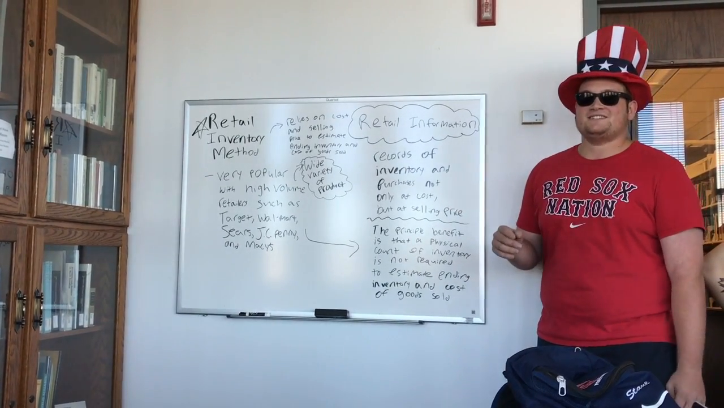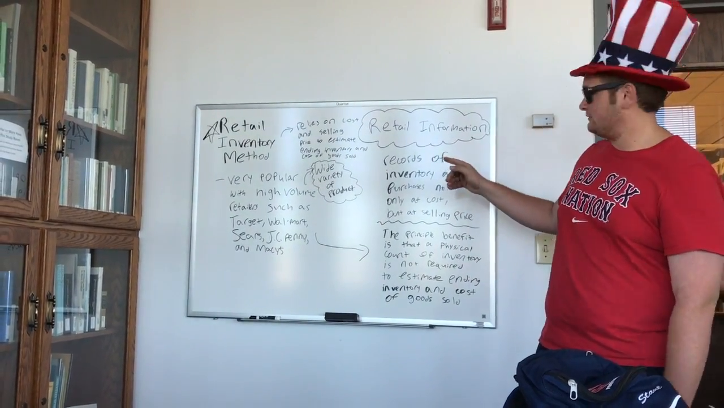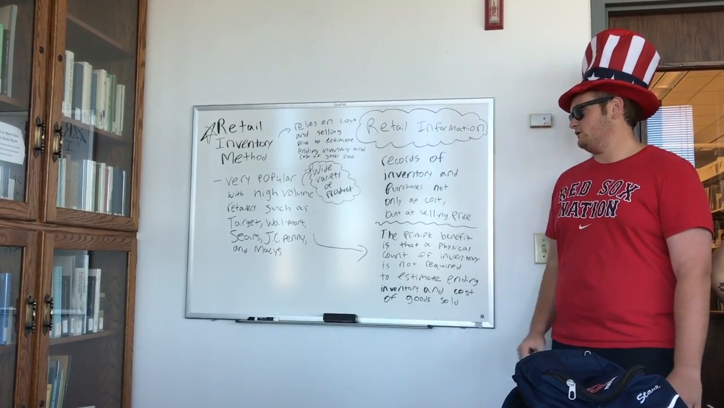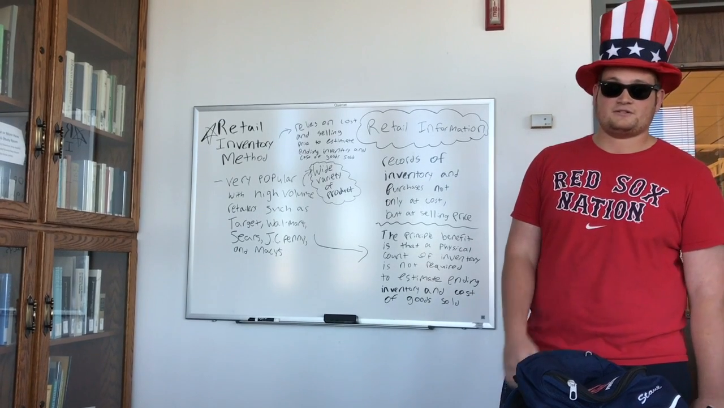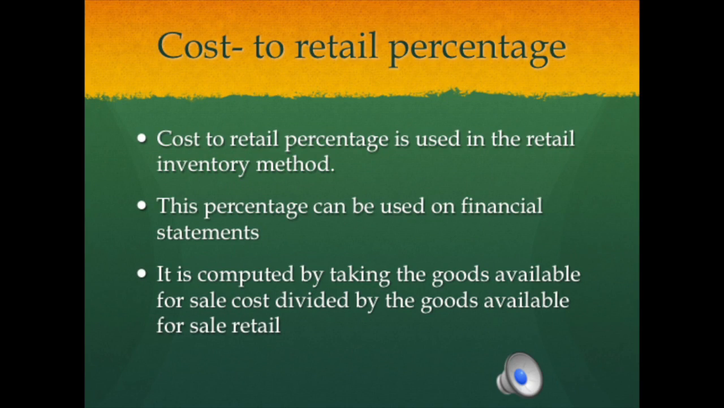All businesses need to keep retail information, which records inventory and purchases not only at cost, but at selling price. Let me tell you about the cost retail percentage. The cost retail percentage is used in the retail inventory method, and this percentage can be used on financial statements. It is computed by taking the goods available for sale at cost divided by the goods available for sale at retail.